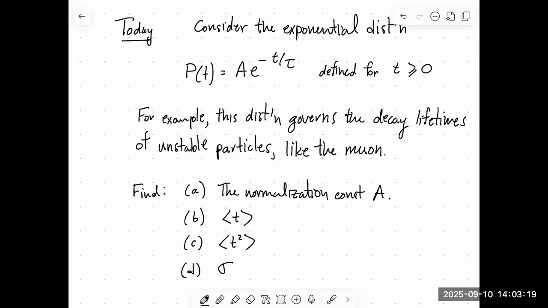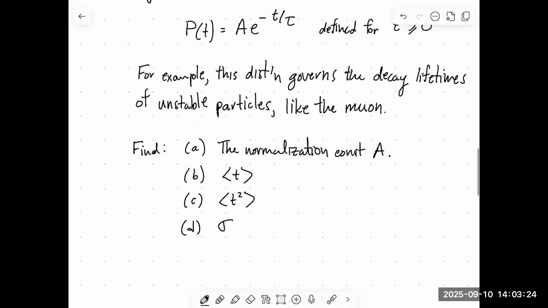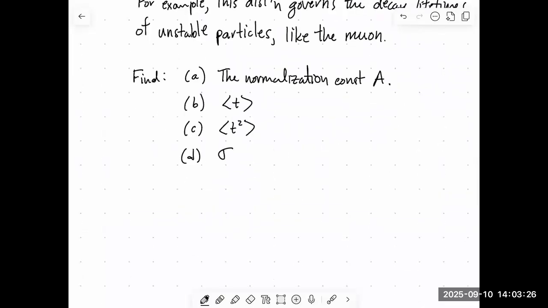We're going to do 4 parts to this problem. So let's get started. The normalization constant. For normalization, we are going to require that if we integrate, this time our probability density is a function of time. So let's imagine we do this experiment. We detect a muon, and then we sit and we watch it until it decays, and we measure how long that takes. And then we do that over and over thousands of times, and we plot some distribution, some histogram of those lifetimes.